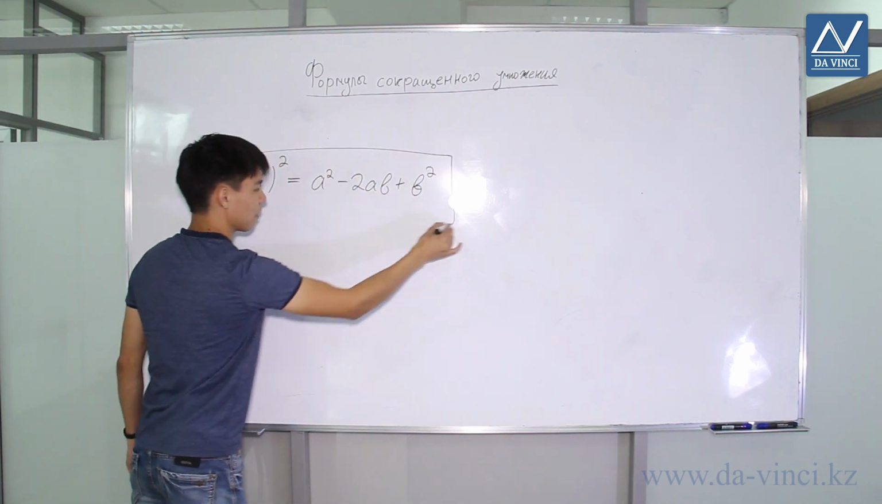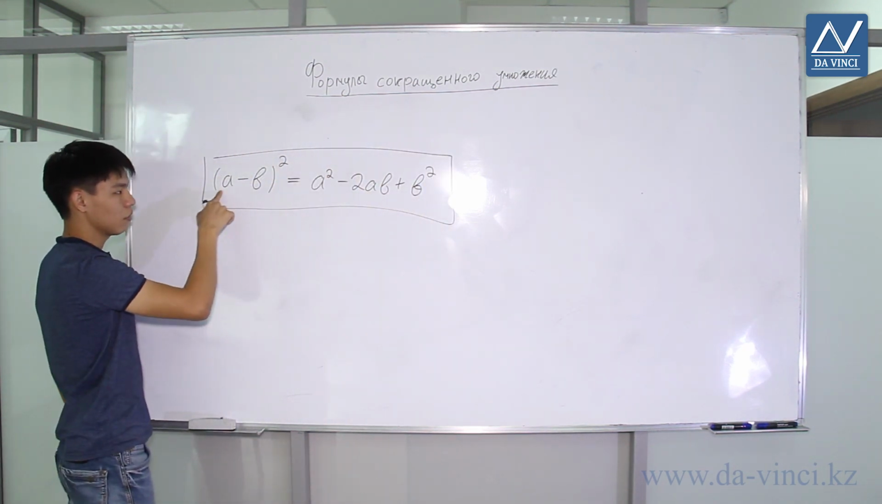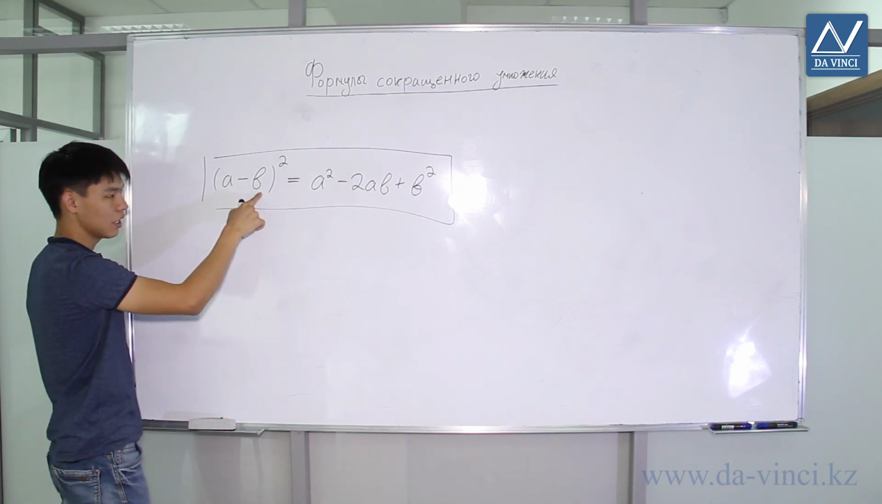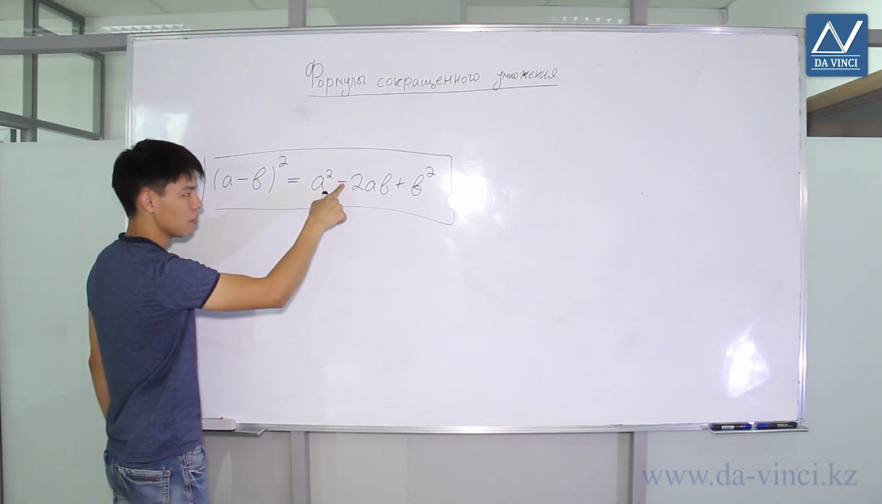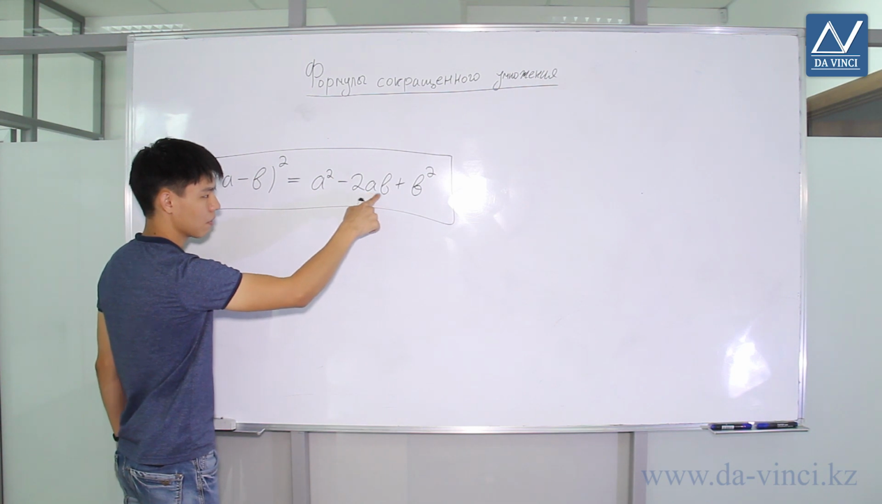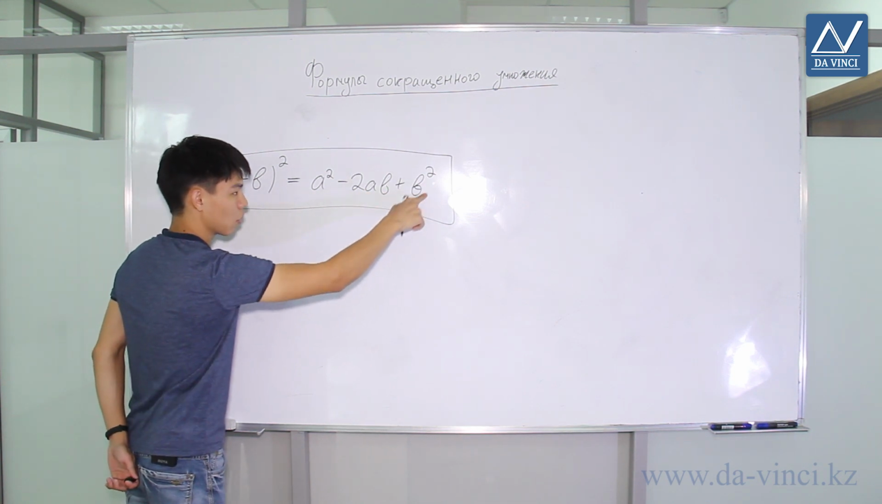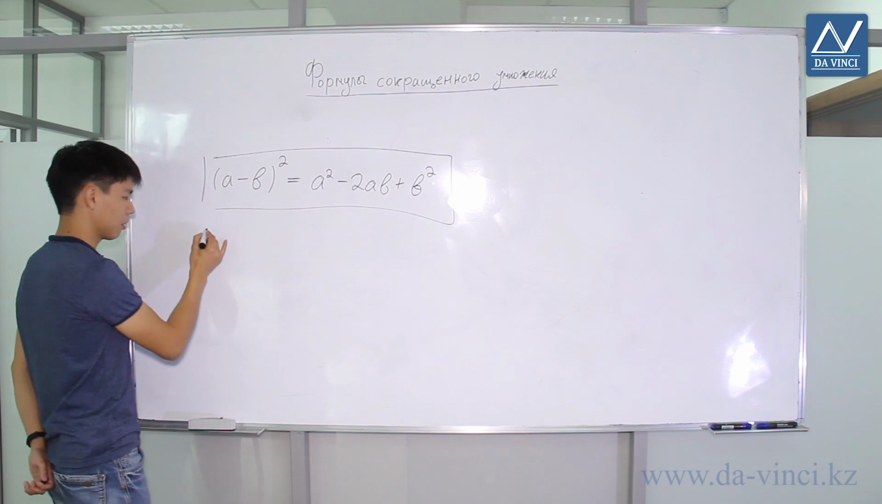This formula is called the square of the difference of two terms. The square of the difference of two terms is equal to the square of the first expression minus twice the product of the first and the second, plus the square of the second expression. Let's take a look at another example.